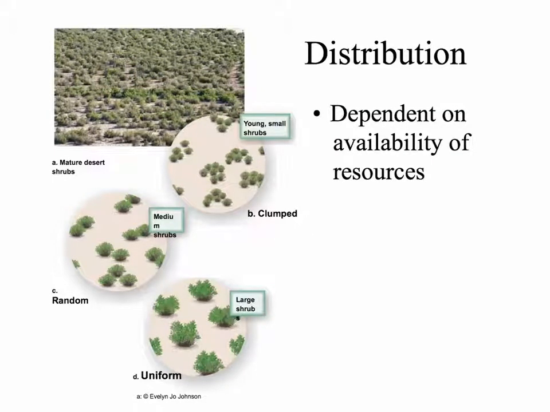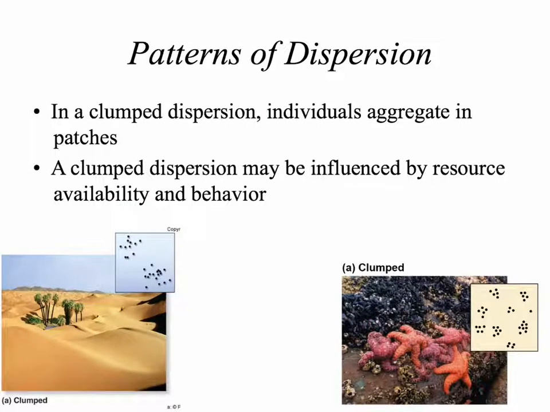We're going to look at 3 distribution patterns: clumped, random, and uniform. Clumped distribution or dispersion is when individuals group together in patches. Clumped distribution is usually influenced by resource availability or sometimes by behavior.